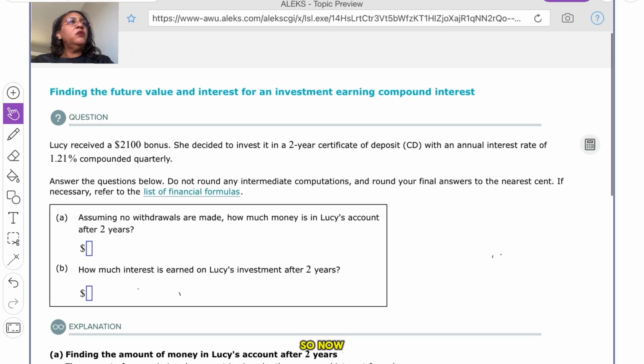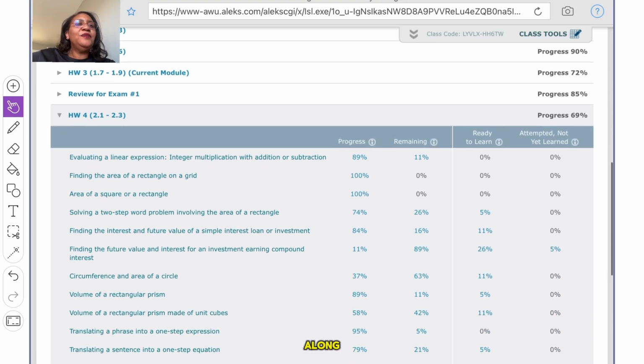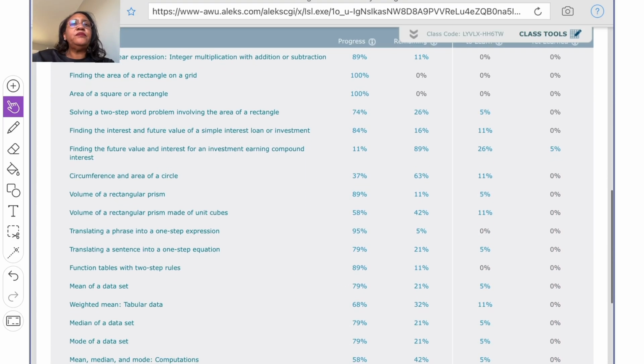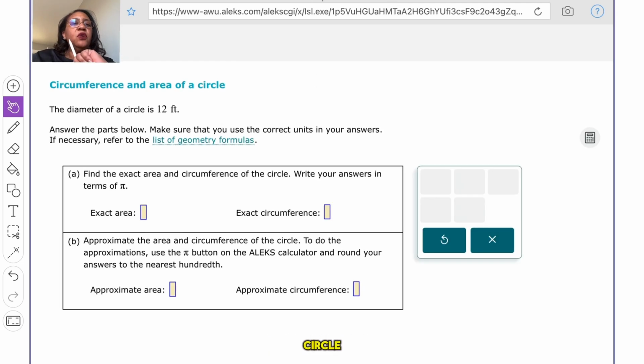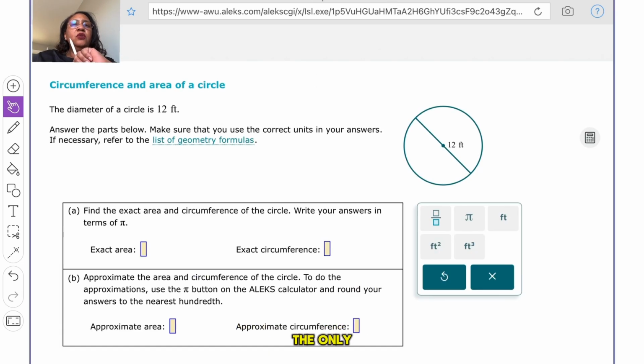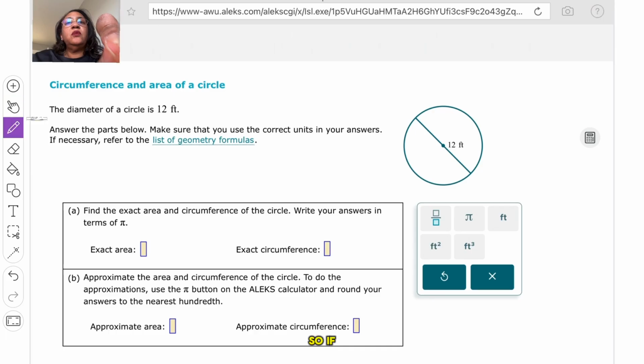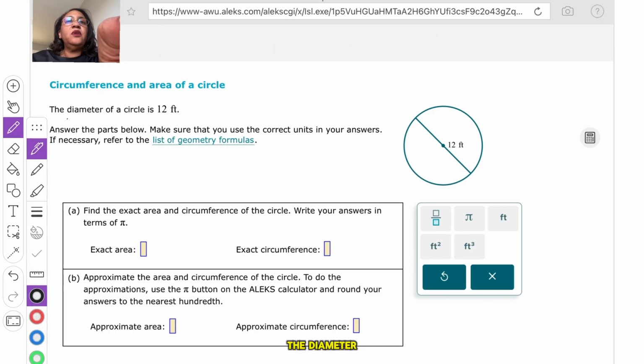So moving right along, that one was 11%. The next one is 37% for circumference of a circle. The only thing I would suggest here is to be careful of the wording. If you have the diameter, then most of the time you have to convert for the area, okay? So you have to be a little bit careful, and also careful with units.